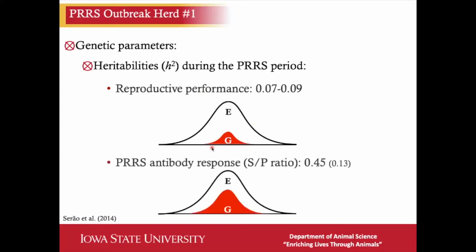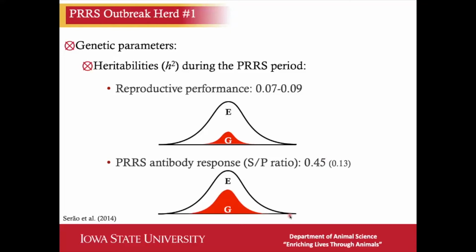But we used the PRRS ELISA data and we measured what we call sample to positive ratio, which from now on I'm going to call SP ratio. And we saw that the heritability for SP ratio was quite high, 45%. So about half of all the variation that you see is explained by genetics. And we had never done that. No one had ever done that. And we had no expectation as far as the value that we could obtain.